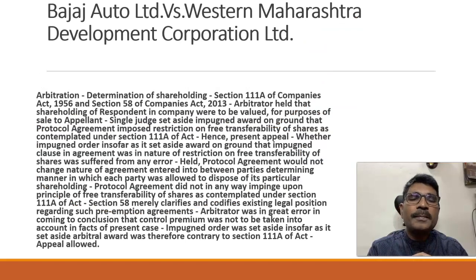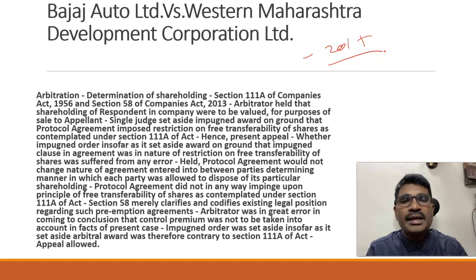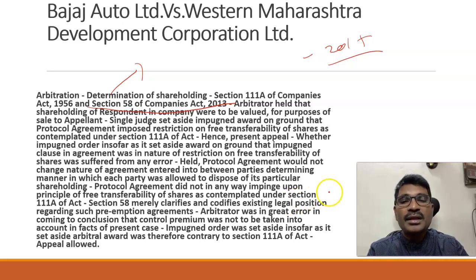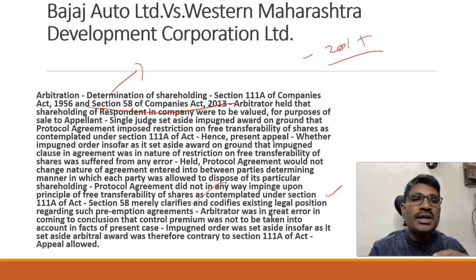Now, another case is Bajaj Auto Limited versus Western Maharashtra Development Corporation. This is a judgment of 2015. Here there is an issue with regard to the articles of association as well as section 58 of the Companies Act, which talks about the transfer of shares. Section 58 of the Companies Act 2013 talks about the transfer and transmission of securities. So here they referred that the legal position under section 56 clarifies pre-emptive agreements, and if any disputes arise on the clauses, the clauses can be enforced through an arbitration agreement.